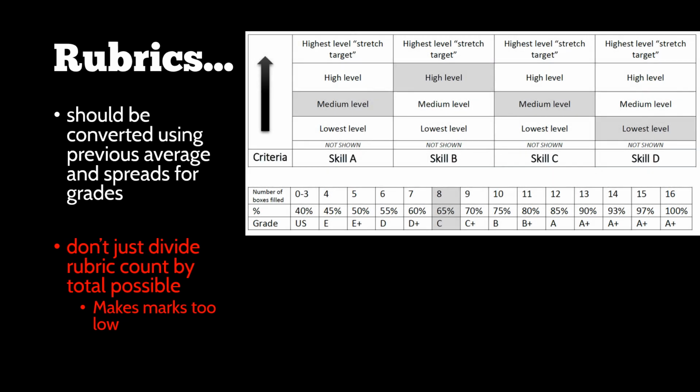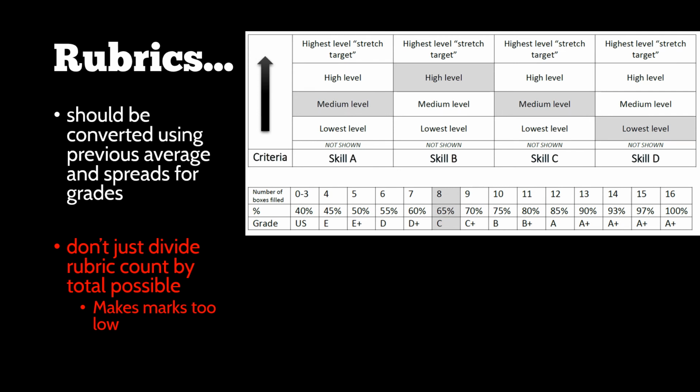Now, obviously schools are required to generate grades. How do you generate a grade from a developmental rubric? Essentially, our advice is that you create some kind of conversion table.